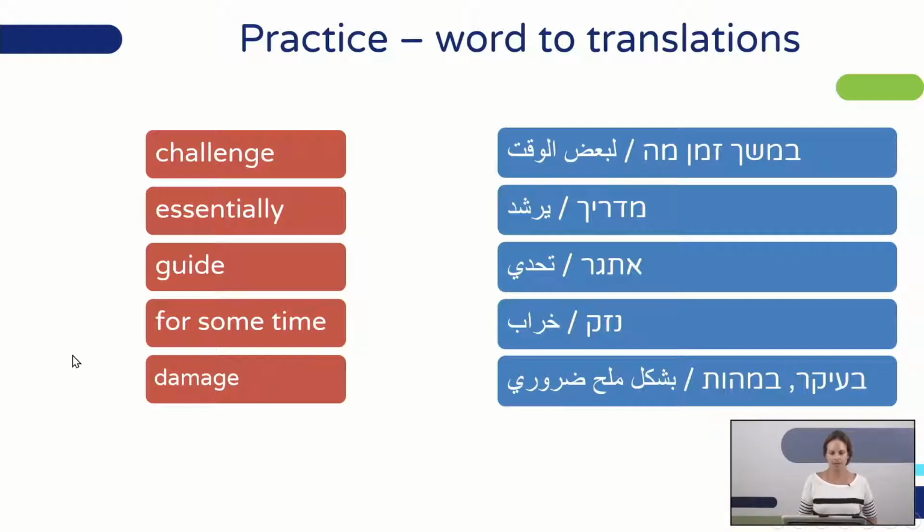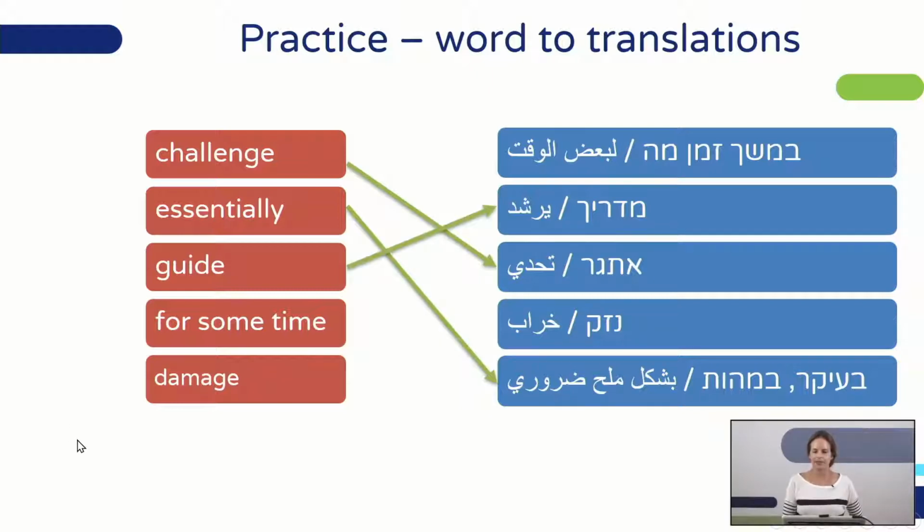So number one, we have challenge. The translation of challenge is edgar. Next, we have essentially. The appropriate translation is beikar. Thirdly, we have guide. The appropriate translation for guide is madrich. Now we have for some time. Okay, for some time, the translation is b'meshech zman ma. Finally, damage. The appropriate translation is nezik.